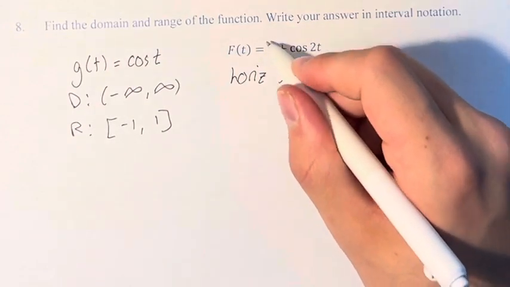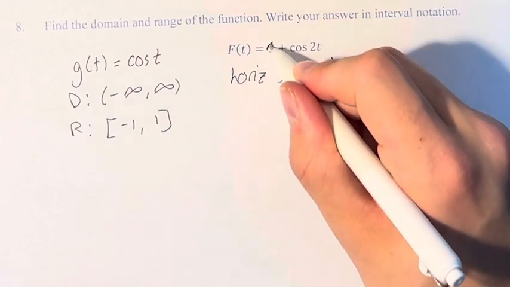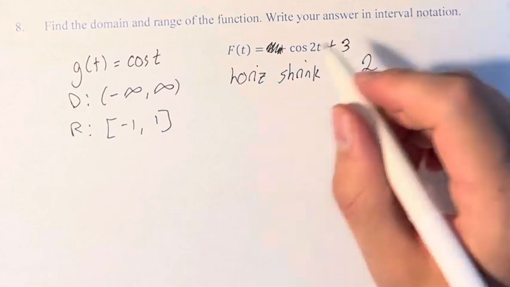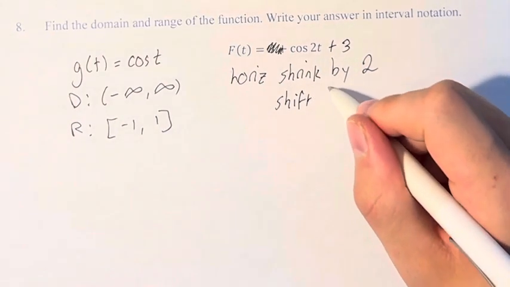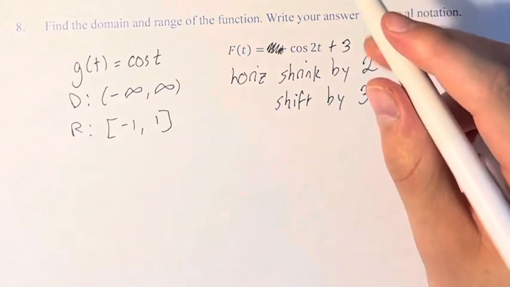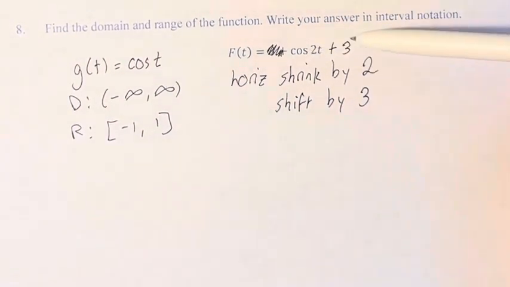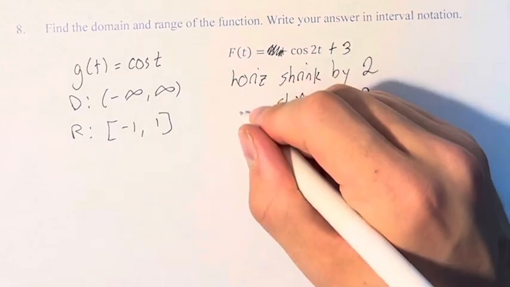And then we are adding 3, right? It looks like we're actually adding cosine to 3, but we're adding 3, moving it around. So that means we are shifting by 3. It is to the outside of the function, right? The plus 3 is not within the cosine, so it's vertical, and it's plus 3, so it's up.